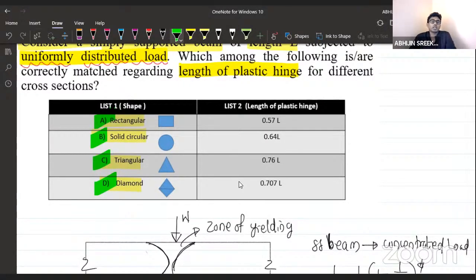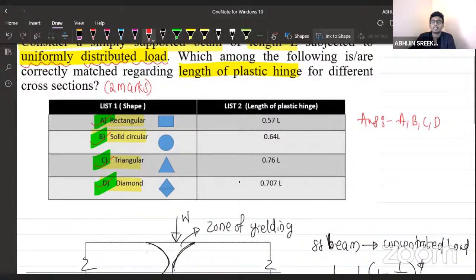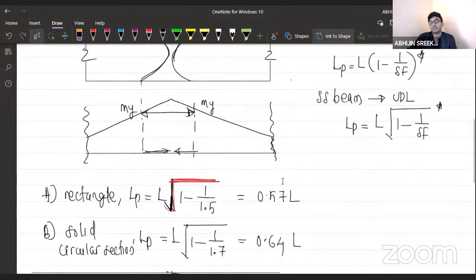Okay. So here, in order to get the answer, suppose this question is asked for 2 marks. In order to get the complete 2 marks, you need to pick options A, B, C, and D. The answer for this particular question will be A, B, C, and D. Got it? This will be your answer for this question. Got the point? Remember these equations. Okay. Very, very important.